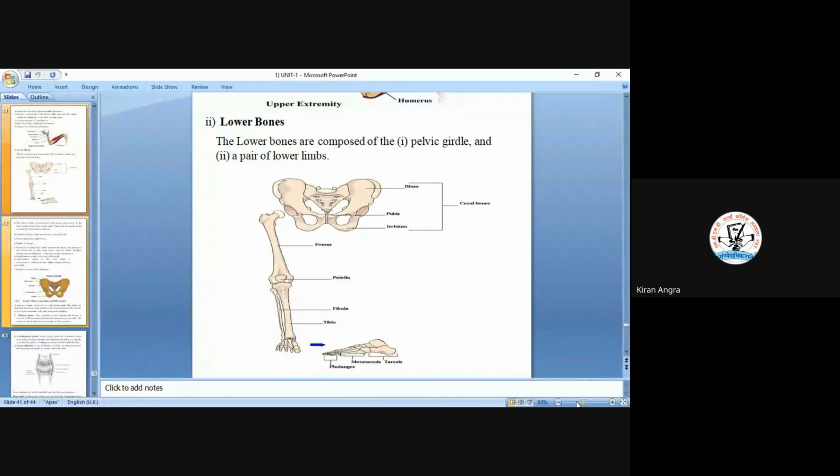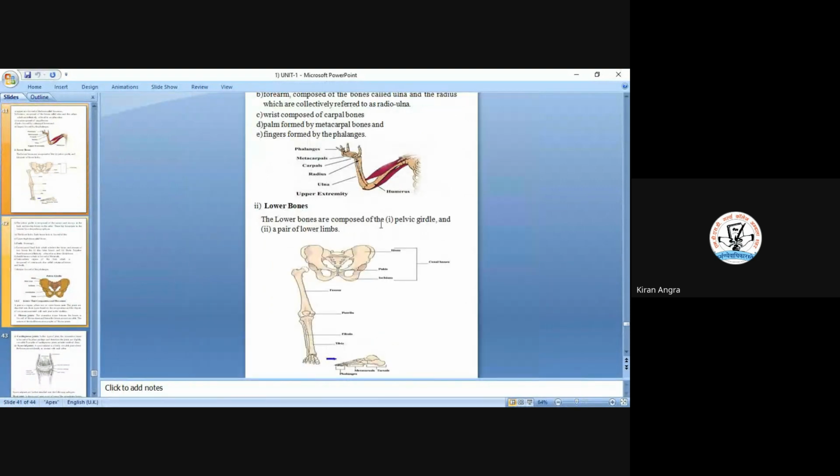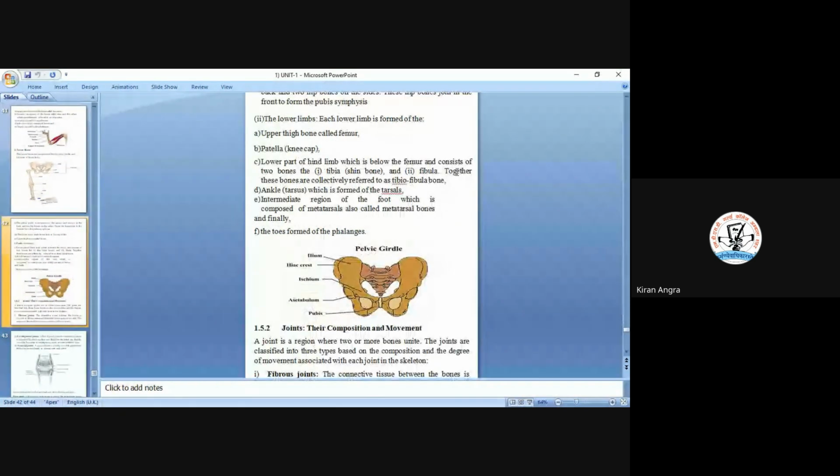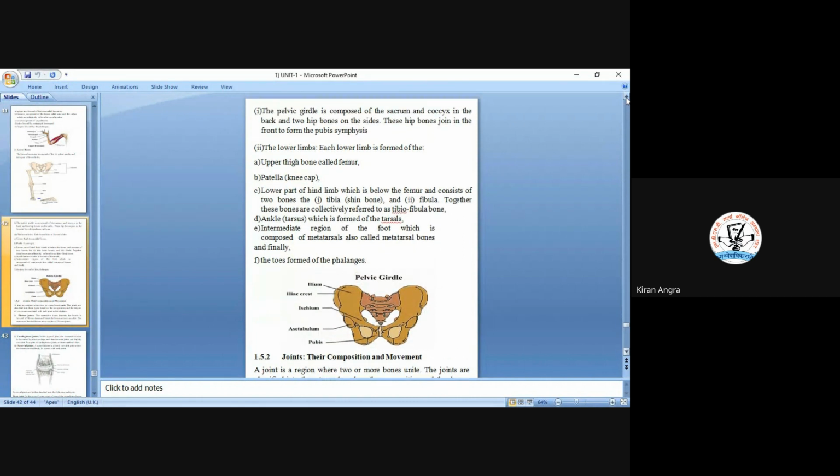These hip bones join in the front, and the lower limbs have the thigh, then the knee, patella, then the lower hind limbs, ankle, intermediate region, and the toes. So you must be seeing it. This is the whole pelvic girdle. These are basically the hip joints. At the back, there is the sacrum, where they are attached.